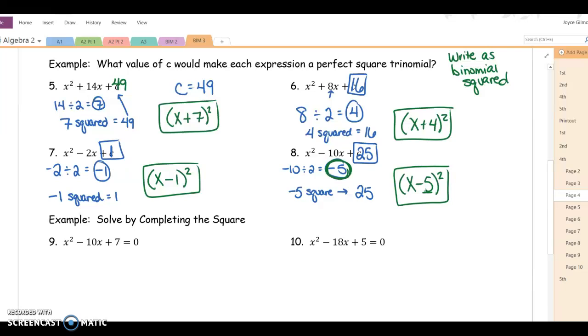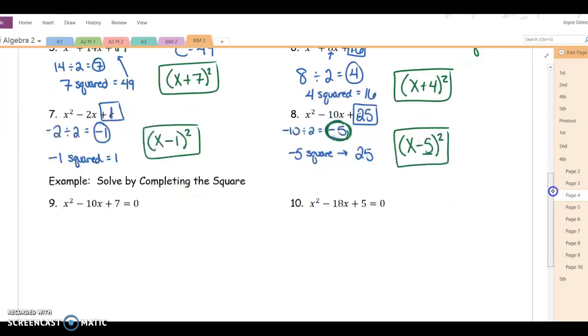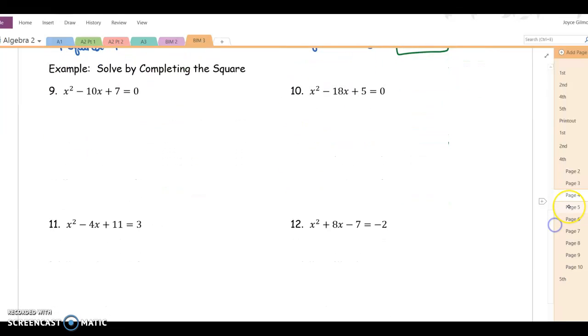Okay, now you've learned how to complete the square. Finding that c value is completing the square. It's completing the perfect square trinomial. Let's use that skill to solve some equations.